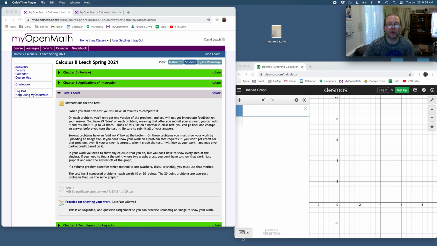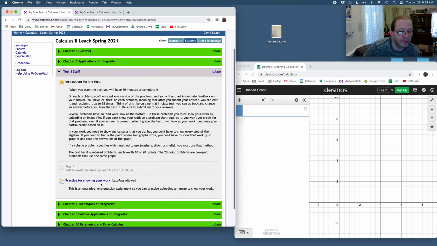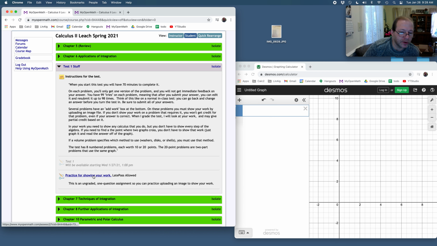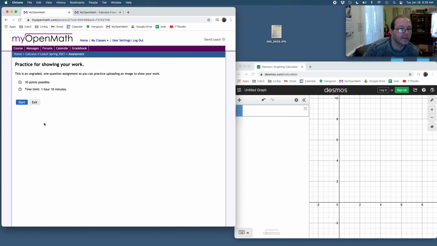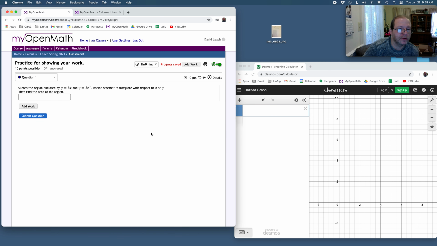To upload your work, over here we've got the practice thing for showing your work. So let's look at that. Start, and it says sketch the region enclosed by y equals 6x and y equals 5x squared. Decide whether to integrate with respect to x or y.